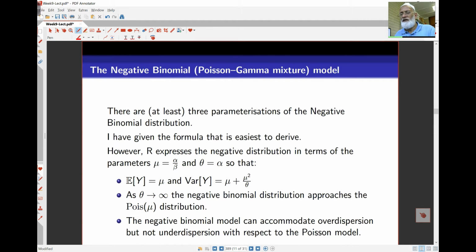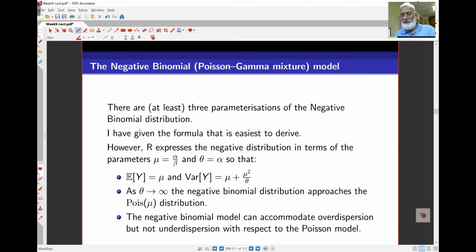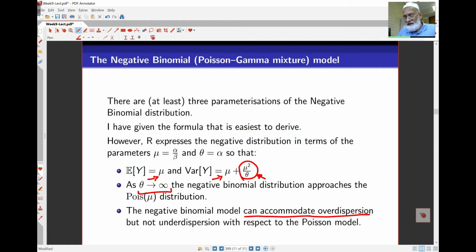Now, there are many ways to parameterize this negative binomial distribution, but the one we're looking at is this. We've got mu equal to alpha upon beta and theta equal to alpha. With that parameterization, the mean is simply mu, and the variance is again mu plus this extra bit over here. The extra bit will go to 0 if theta goes to infinity, and we approach the Poisson distribution. Because of this extra plus term, the negative binomial can accommodate over dispersion in the Poisson model. But note, it can't handle under dispersion because there's an extra positive term added on here. It can allow for a variance larger than the mean, but not under dispersion. That's altogether a different problem.